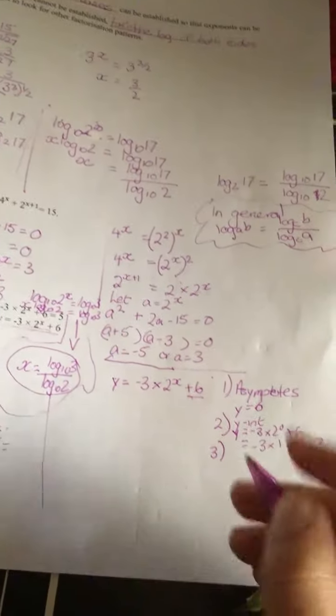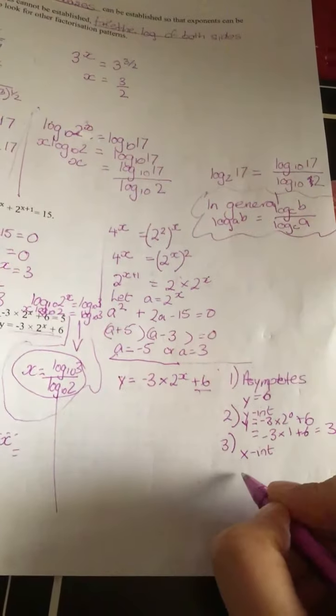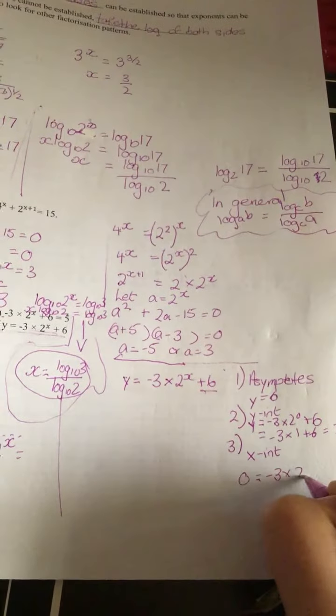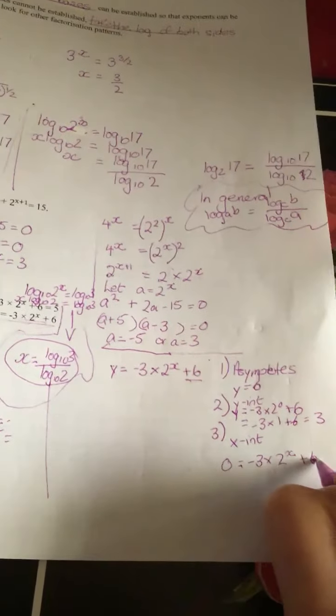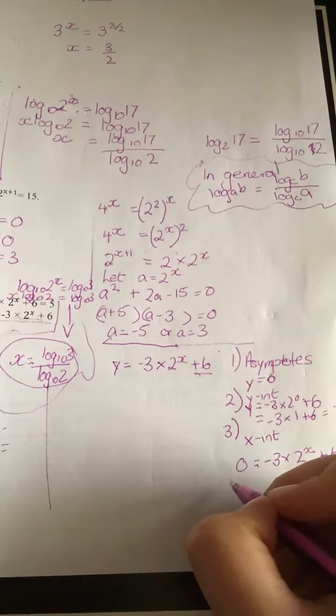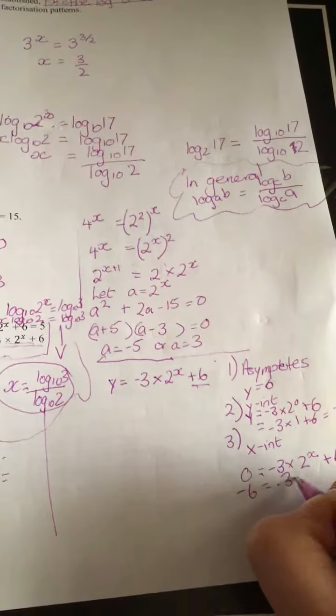And finally you've got your x-intercept, which is just when y is equal to 0, so you'll get 0 equals -3 times 2 to the x plus 6. Now this is very similar to the question we did previously, and you can now solve them all because you can use logs. You might not have to use logs, but you can use logs, potentially. So let's get rid of the plus 6. Again, we're going to take the 6, so we're going to get -6 equals -3 times 2 to the power of x.